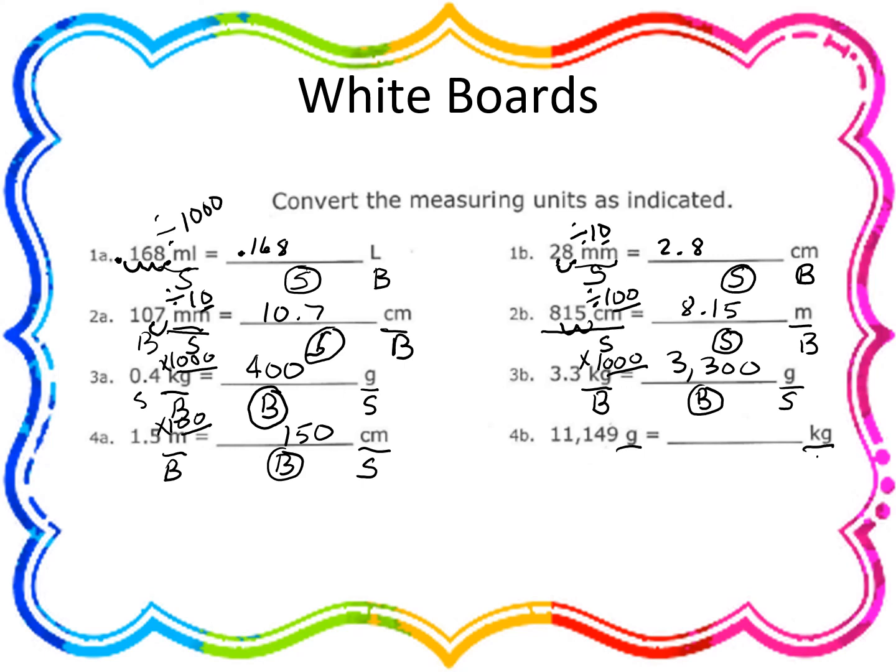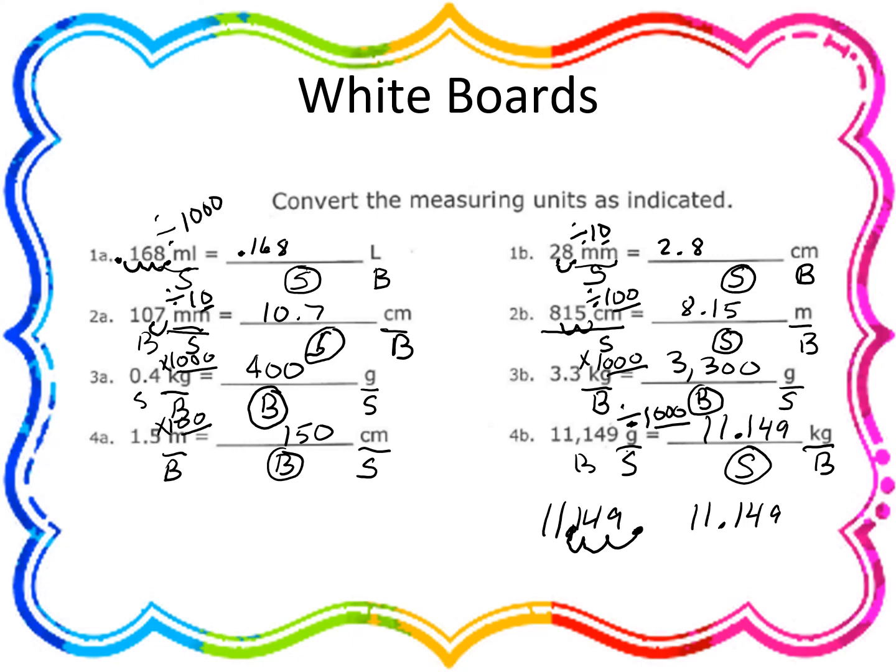Grams to kilograms. Kilograms are big, grams are small. So I'm looking for a small number. I find a small number by dividing. How many grams in a kilogram? The answer is 1,000. So I'm taking 11,149 and moving the decimal 3 places to the left to make it smaller. 1, 2, 3. So 11 and 149 thousandths of a kilogram.